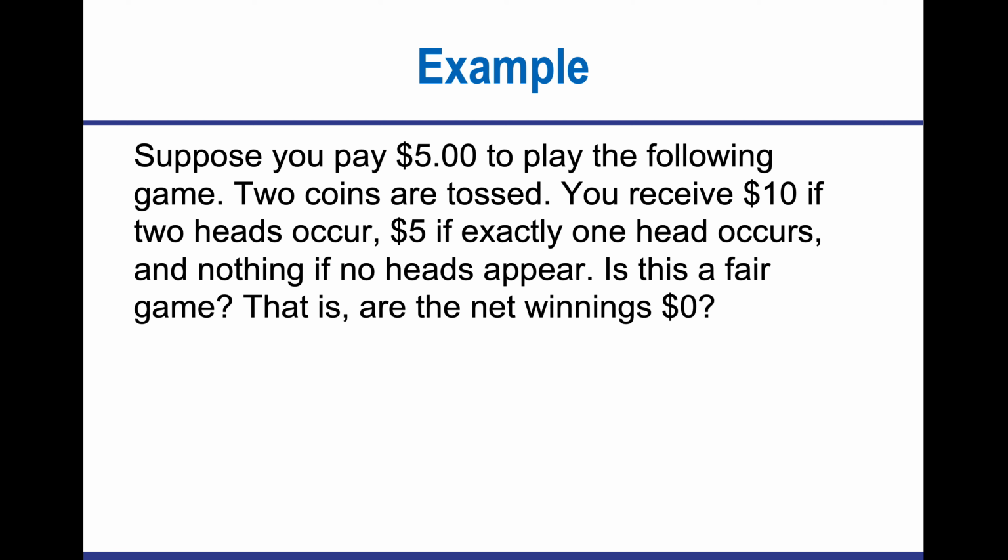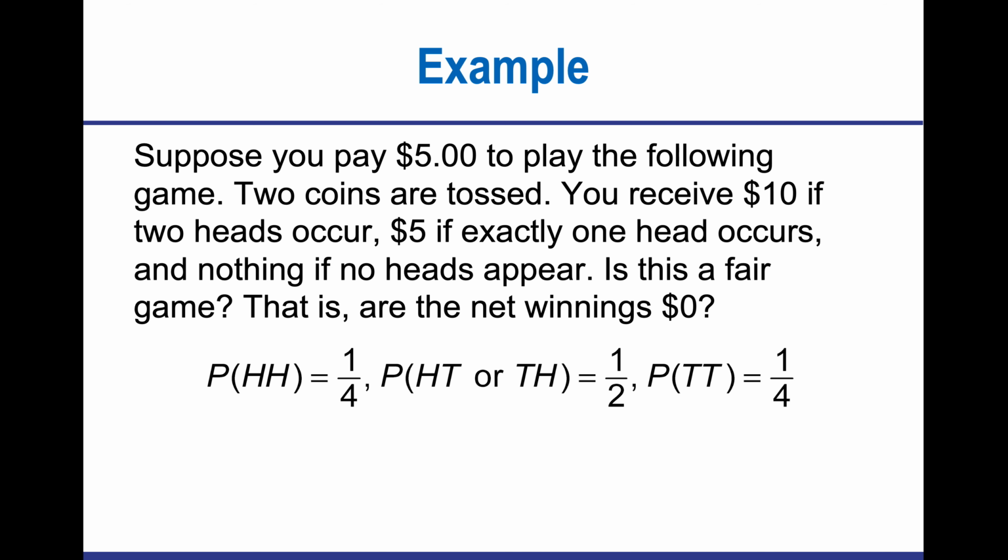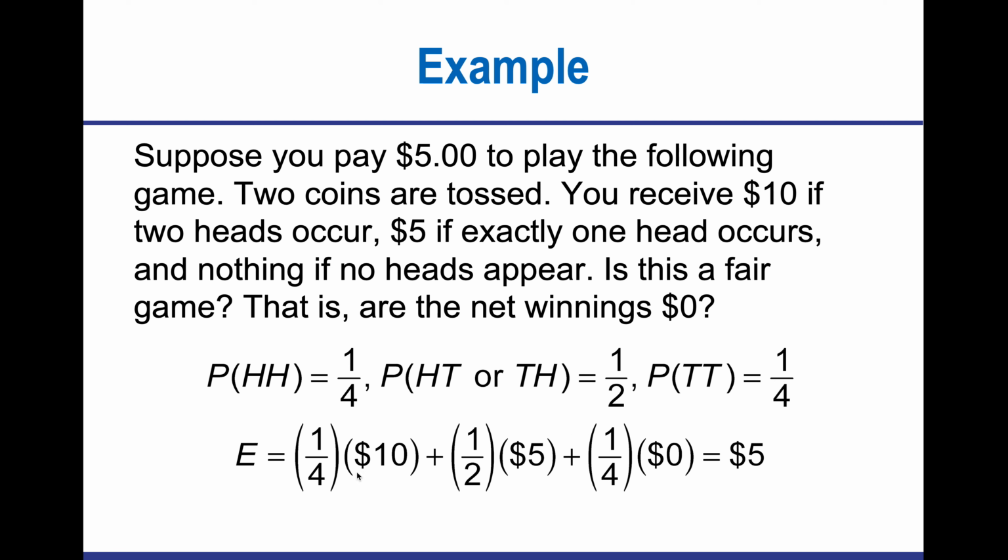So here's an example of one of those types of problems. Suppose you pay $5 to play the following game. Two coins are tossed, you get $10 if two heads occur, $5 if one head occurs, and nothing if you don't get any heads. Is this a fair game? So when I'm looking at this, I've got to find the probability of getting two heads, which is 1/4. The probability of getting one heads would be 1/2, and the probability of getting no heads would be 1 out of 4.